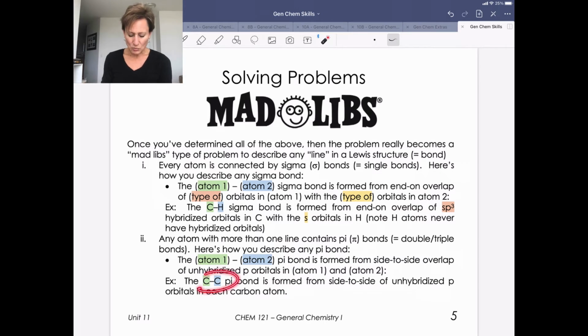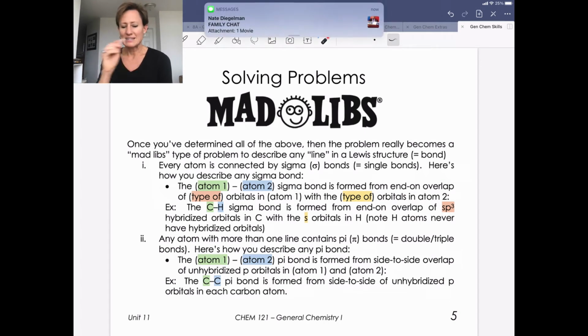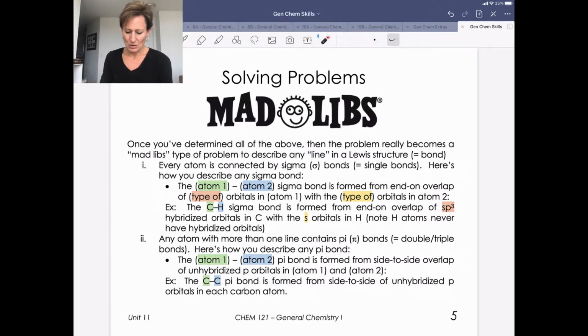So for example, if we had a carbon-carbon double bond, one of those lines would be a sigma bond, but then we'd also have a carbon-carbon pi bond is formed from side-to-side overlap of unhybridized p orbitals in each carbon atom. One of the skills that you need to be able to apply is to write one of these sentences for a bond that is in a molecule.